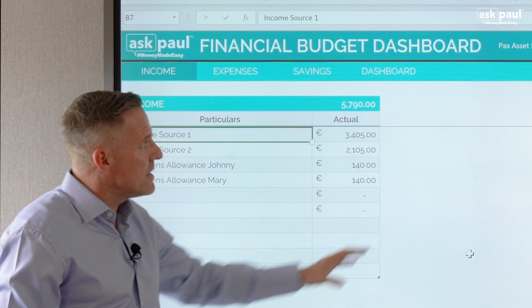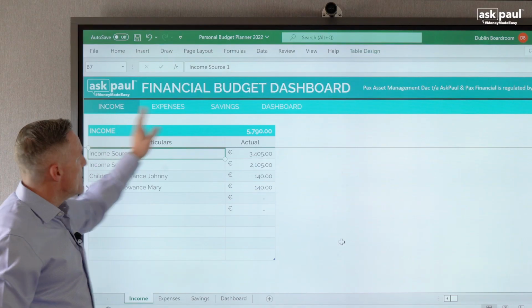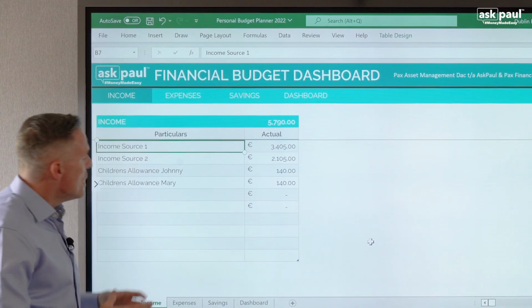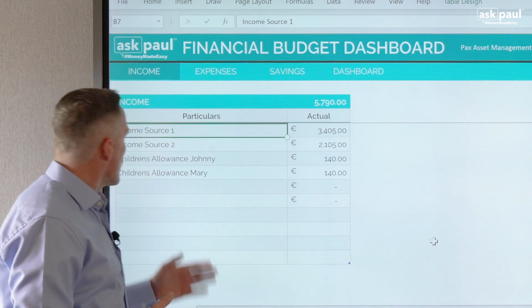When you open this after you take the free download, you're going to be welcomed with 4 tabs at the top: income, expenses, savings, and the dashboard. The dashboard is where it all comes together for you. So I've already pre-populated a couple of examples into this video. So first off, we're going to look at income.